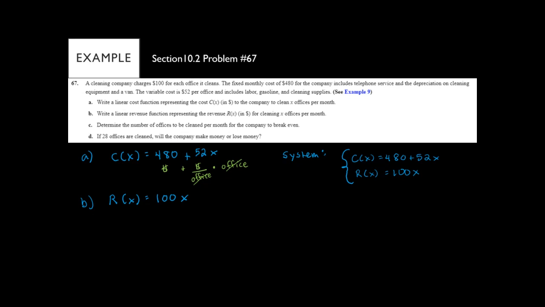So part C says to determine the number of offices to be cleaned per month for the company to break even. So the break even point, this is where your cost equals your revenue, or where your two equations are equal, where C of X is equal to R of X. And graphically, that is our intersection point.